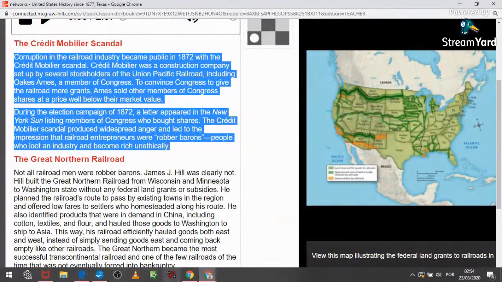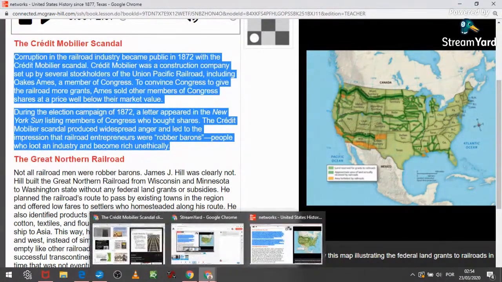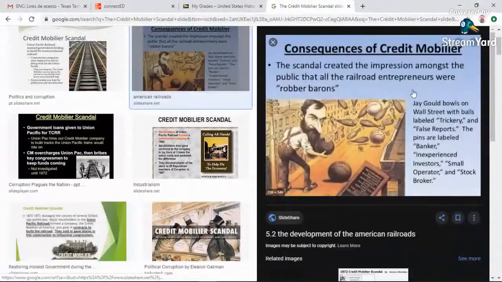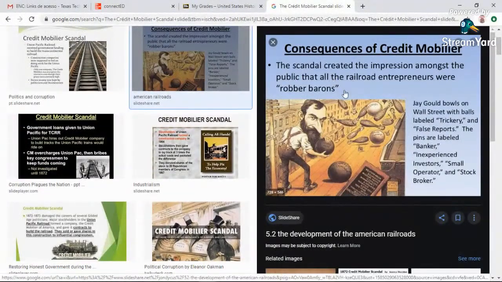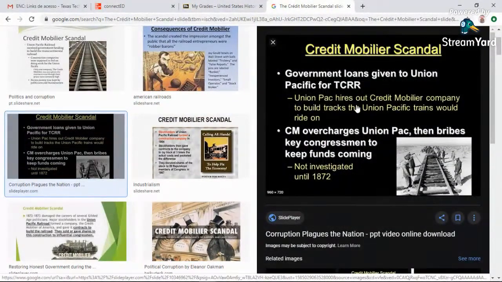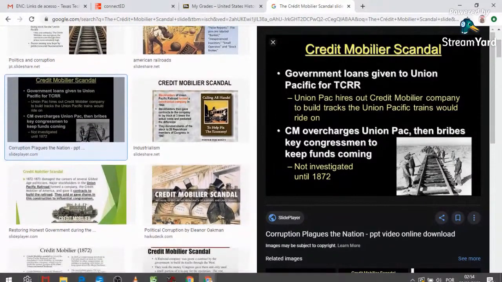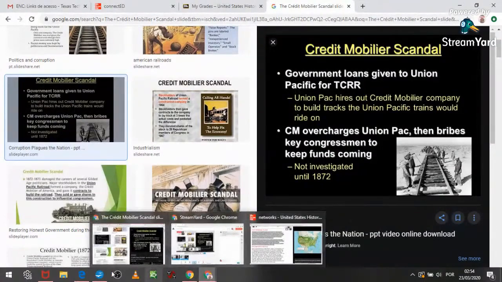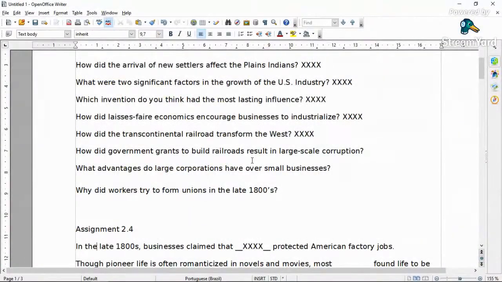if you did not understand the Credit Mobilier scandal, or look at some slides. Government loans given to Union Pacific. Union Pacific hires the Credit Mobilier company to build tracks. It overcharges, then bribes key congressmen to keep funds coming. Let's look at our question. That answers that question, right? Credit Mobilier.